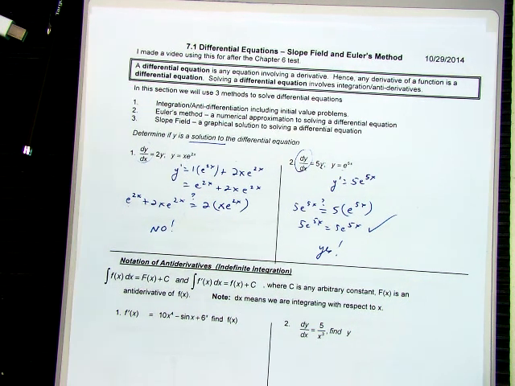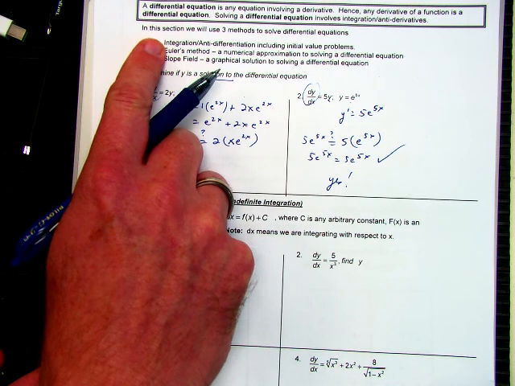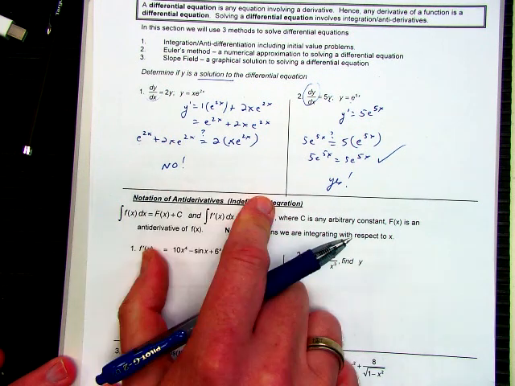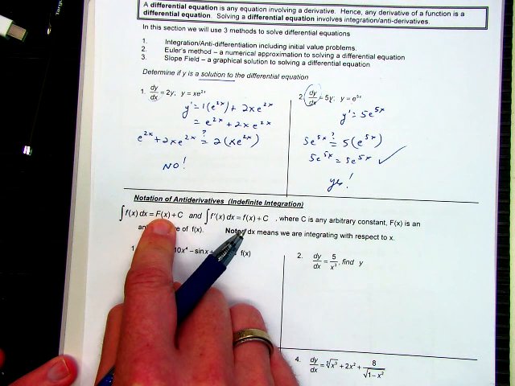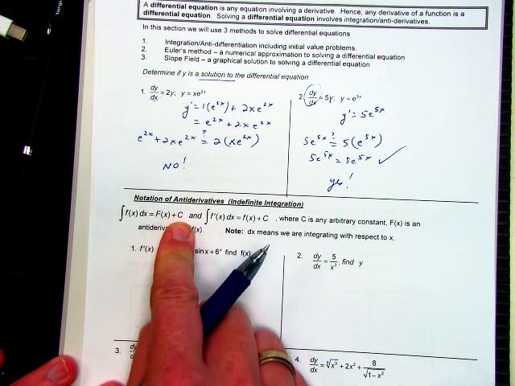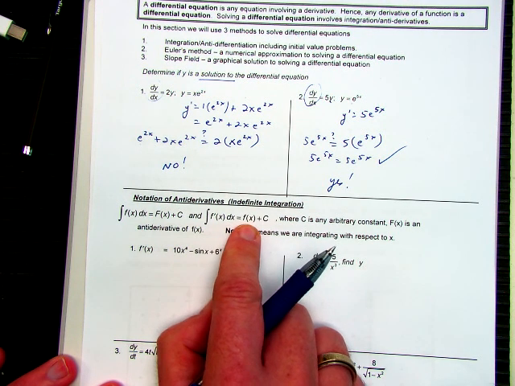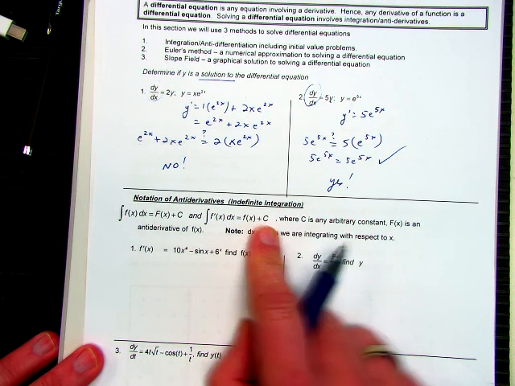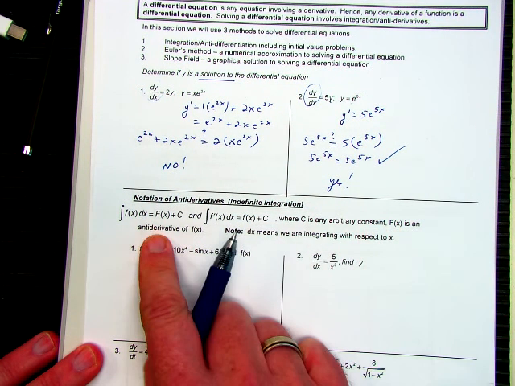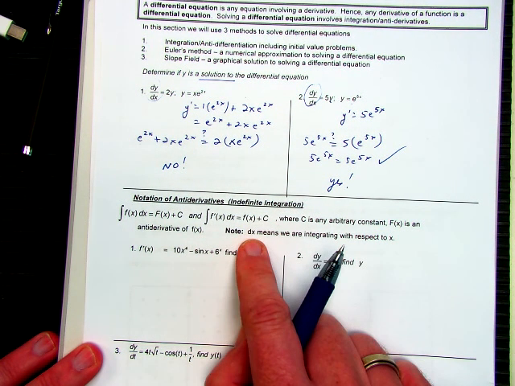We've done antiderivatives, so this is really what method 1 is here. If the antiderivative of little f is big F, we rewrite it as big F plus some constant. If we're integrating f prime, then we get just f plus some arbitrary constant. Here F of x is an antiderivative of f of x. Note dx means we're integrating with respect to x.